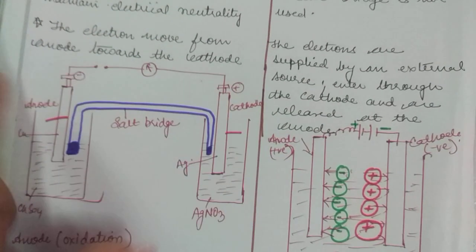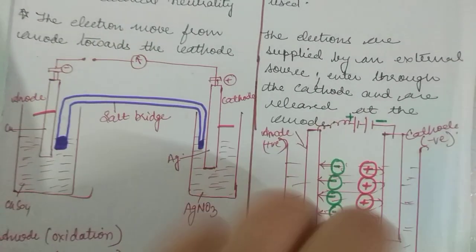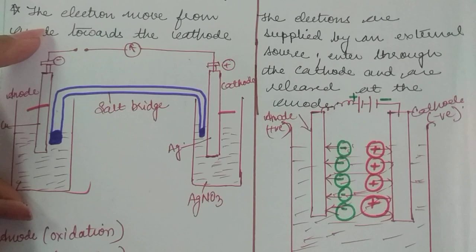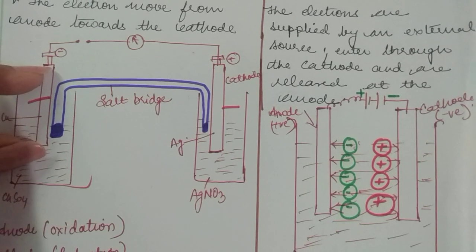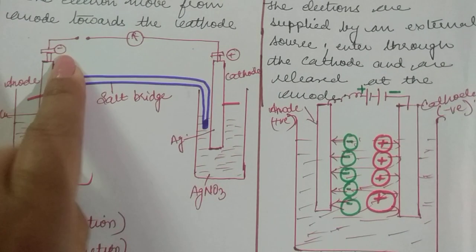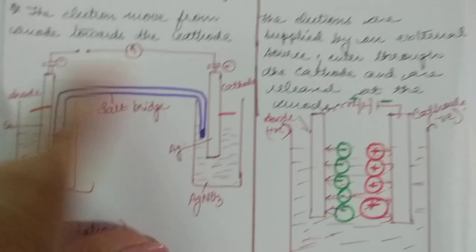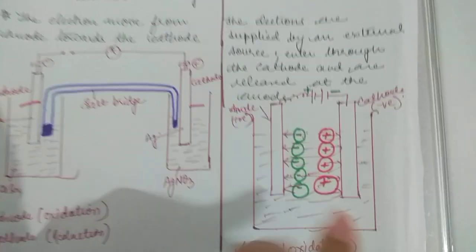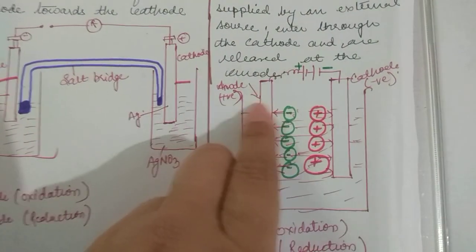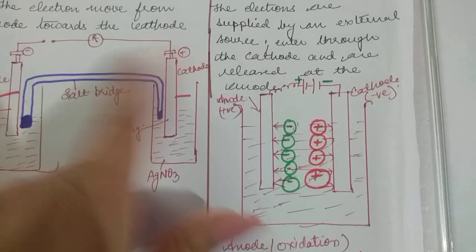Why is it so? Why here is anode negative and cathode positive, and here anode positive and cathode negative? In electrochemical cell, electrons get released at anode. So here it is negative sign, and if this is negative, then the cathode will be of positive sign. Clear?